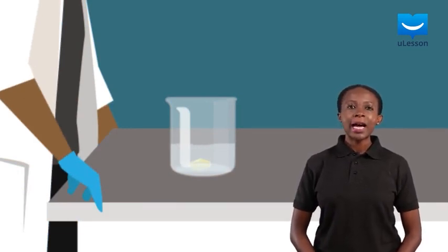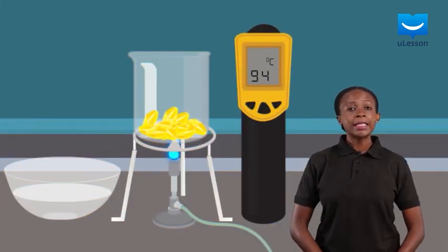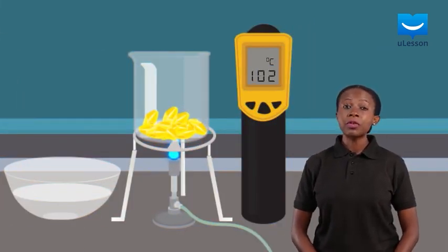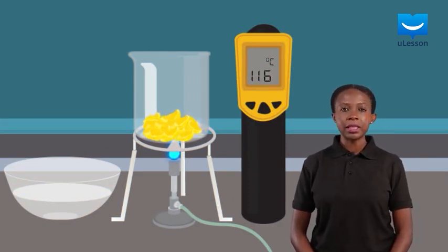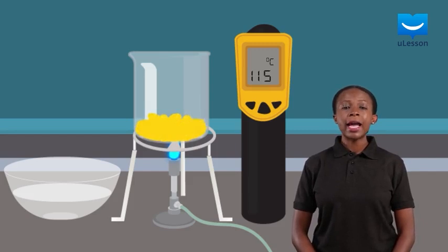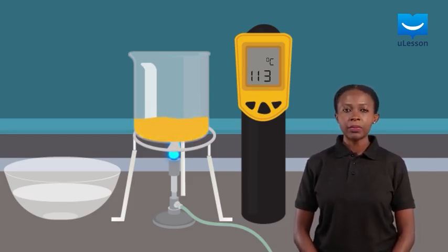Now let's discuss what happens when sulfur is heated at different temperatures. Since the melting point of sulfur ranges from 113 degrees Celsius to 119 degrees Celsius, it will melt to form an amber-colored liquid when heated at temperatures within this range.